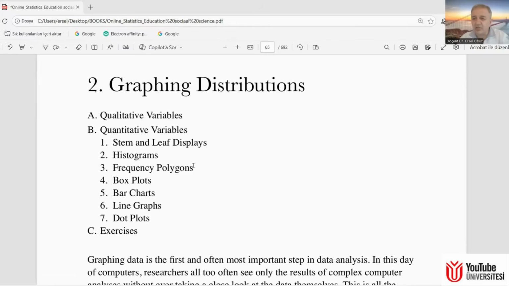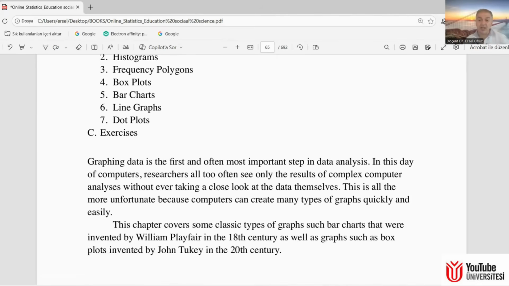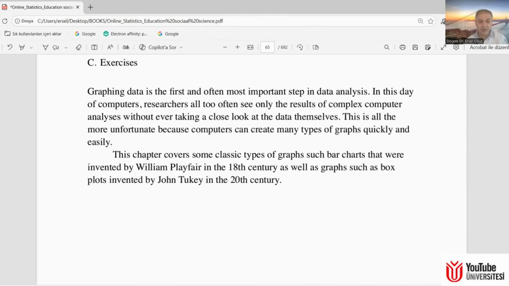Okay, chapter 2 is about graphing distributions. When we think about graphing distributions, we need to think about qualitative variables and quantitative variables separately. For quantitative variables, we have several graph types, such as stem and leaf displays, histograms, frequency polygons, box plots, bar charts, line graphs, and dot plots. Graphing data is very important. But why? Because we would like to summarize the data so people can understand it better.